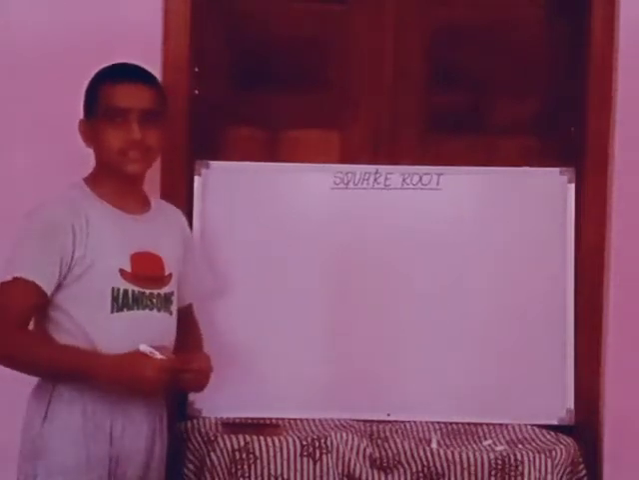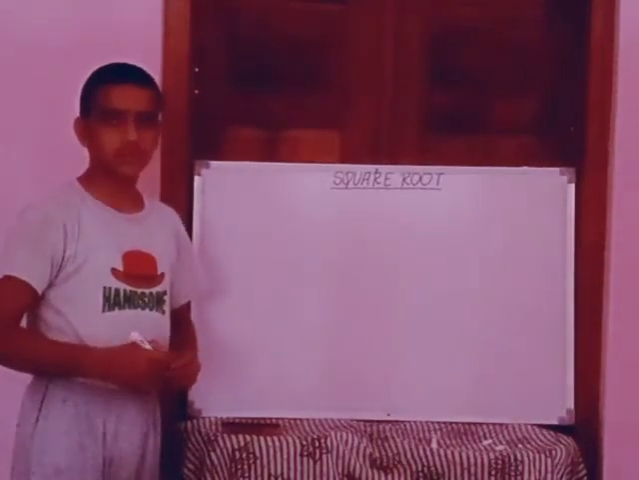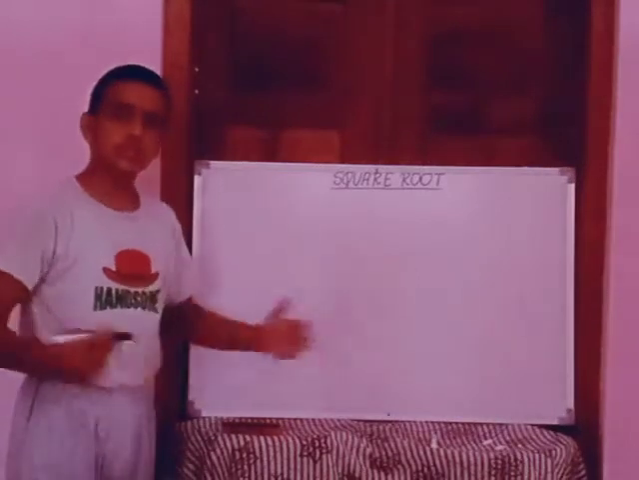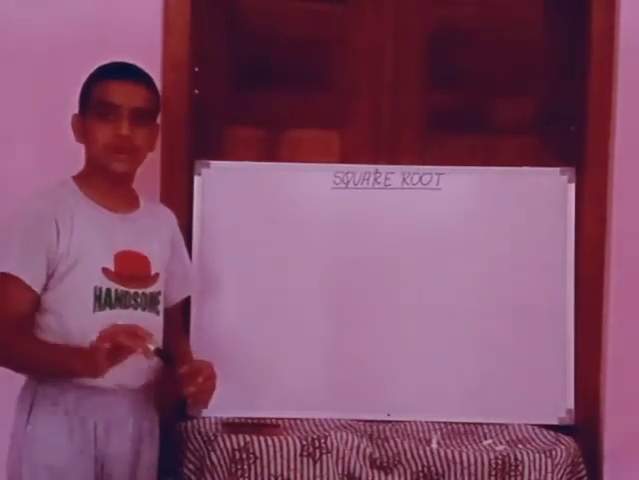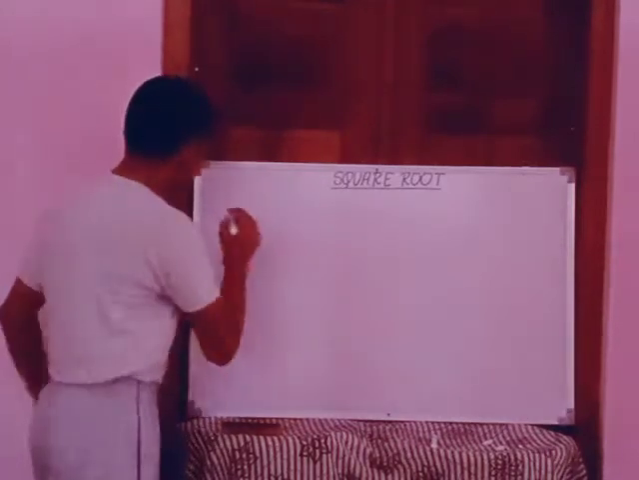Everyone, in the last class we discussed the square. In this class we will discuss the square root. So what is a square? The square of the number x is the number which, when multiplied by itself, gives x as the product.